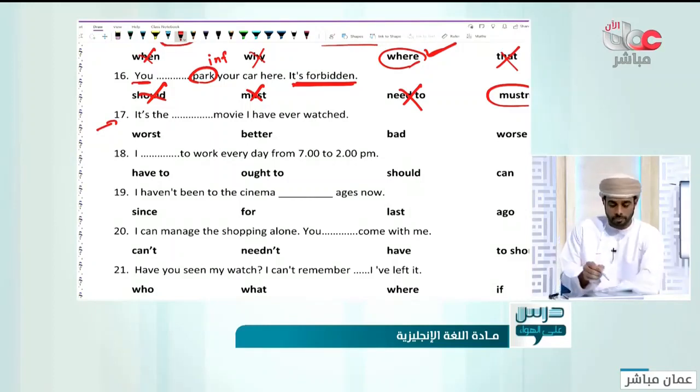And here, we are talking about which adjective? Do you think it is good or bad? Of course, we are talking about the bad adjective. So it is the superlative in here: the worst movie I have ever watched.